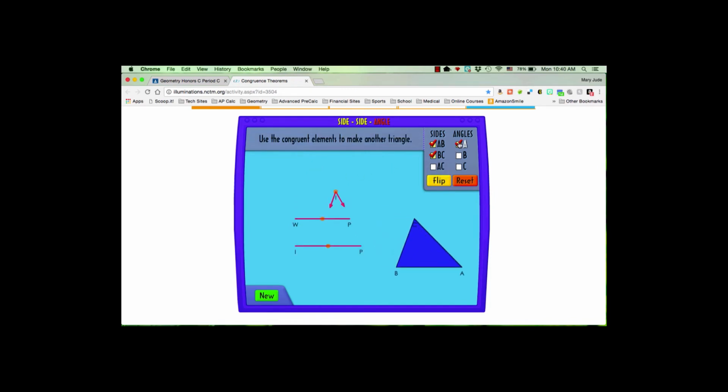If I change this angle to angle B, this becomes side angle side. This time, I'm going to put the angle on that end and then match up this side with point B. So the angle's in between the two sides.